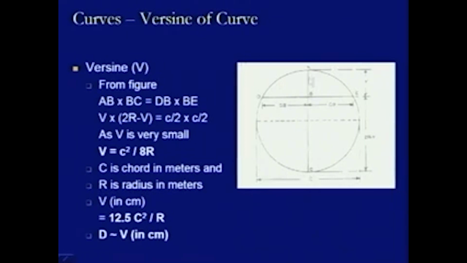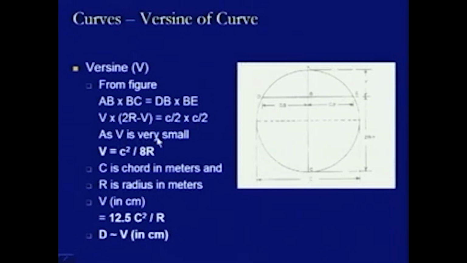So, if we take the multiplication of this distance with this distance, or we take the multiplication of this distance with this distance, then what we are going to get is the same value. Looking at this property, this value is say V, and if we take this total value, then this total value is twice the radius. So, this value will become 2r minus V. So, we are multiplying V with 2r minus V. This is equal to half of the chord on this side and half of the chord on this side. If the length of the chord is C, then C by 2 multiplied by C by 2.